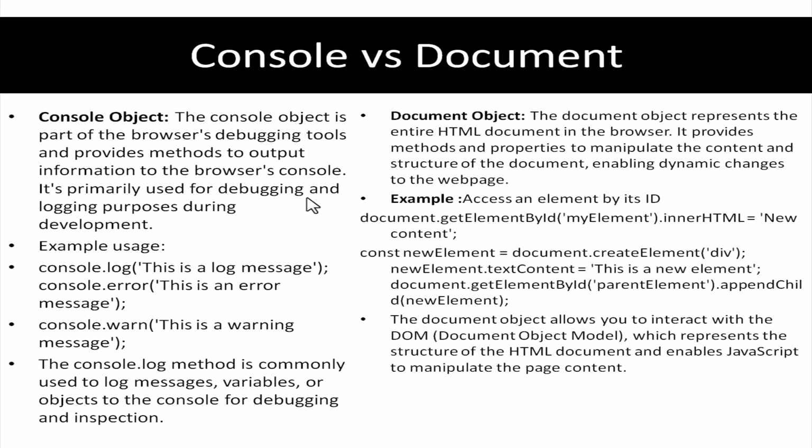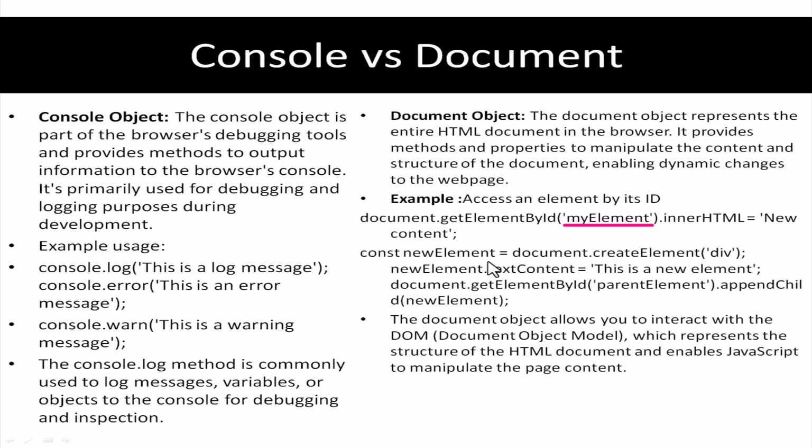Next is the Document Object Model. The document object represents the entire HTML document in the browser. It provides methods and properties to manipulate the content and structure of the document, enabling dynamic changes to the web page. For example, you can access an element by its ID. Here, the name of the element is my element. Wherever the particular element is mentioned in your document, based upon that you are going to create new content.